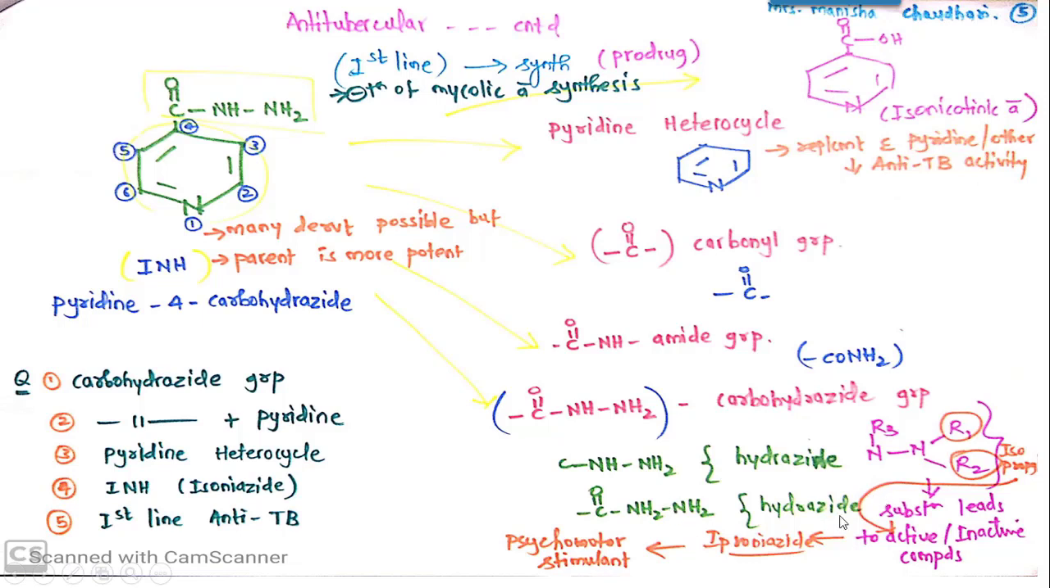Now these substituents we have already seen on the hydrazide group, NH2. If an alkyl group substitutes on the NH, then it may lead to various derivatives which can be active or inactive depending on the substituent. So with this we finish the structural features and SAR of INH.